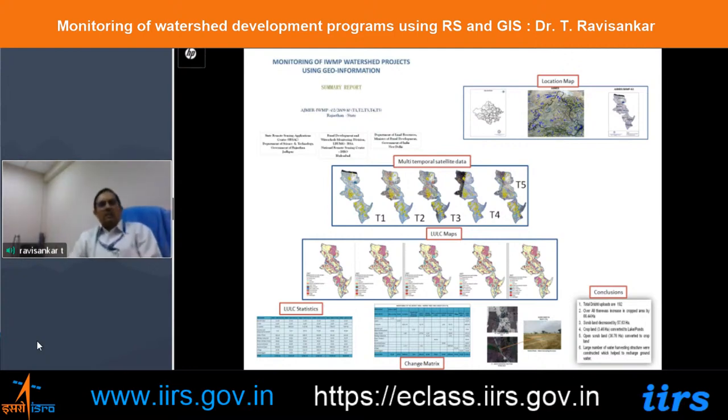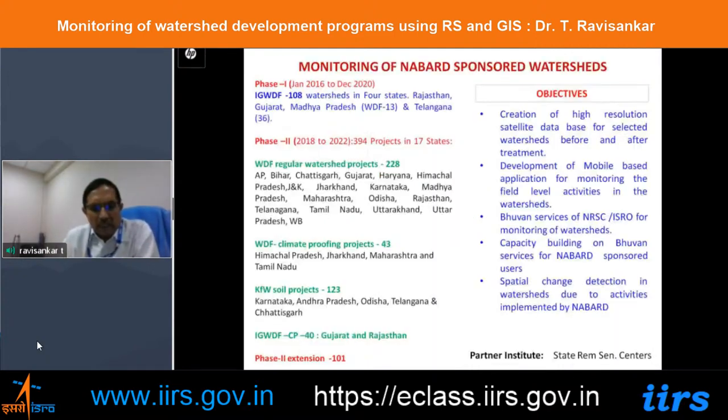And the watersheds are not only taken up by the Department of Land Resources. NABARD, National Bank for Agriculture and Rural Development, is also sponsoring the watershed development programs, and they have also approached NRSA to develop a portal so that whatever watersheds they have developed can be monitored and other things.